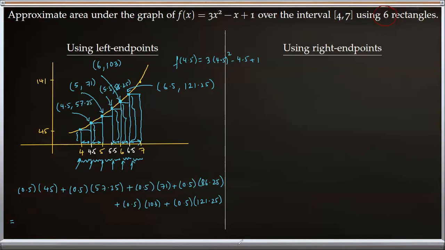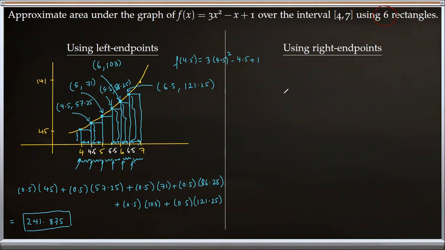For that, I'm going to use my calculator. This comes out to be 241.875. So this is an estimate of the area under the curve using 6 rectangles.